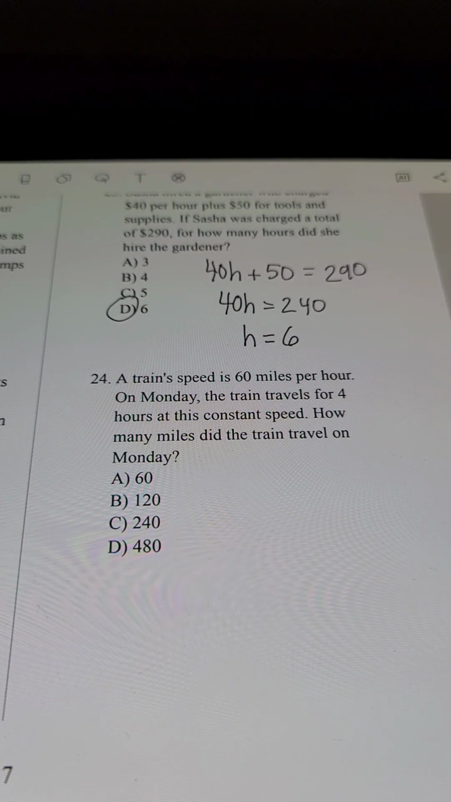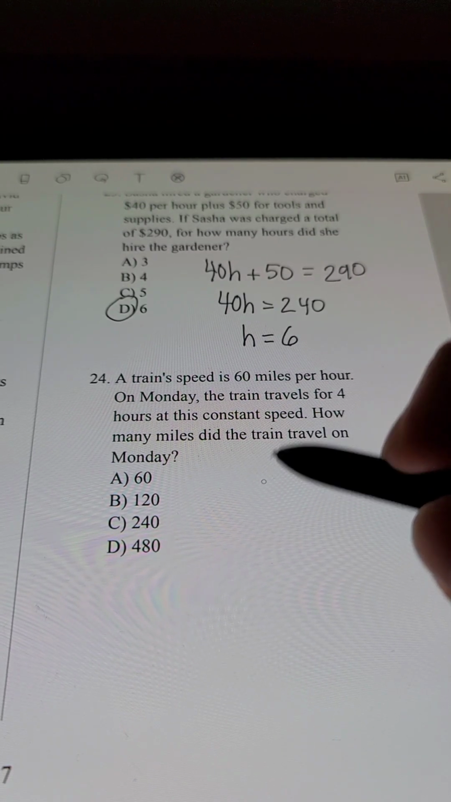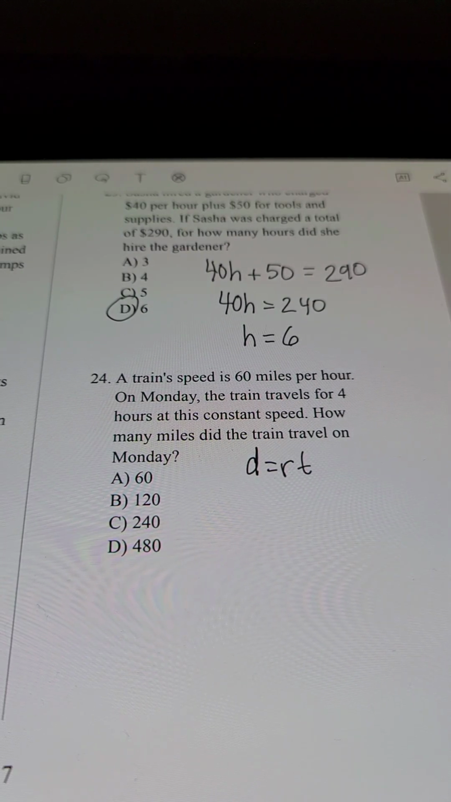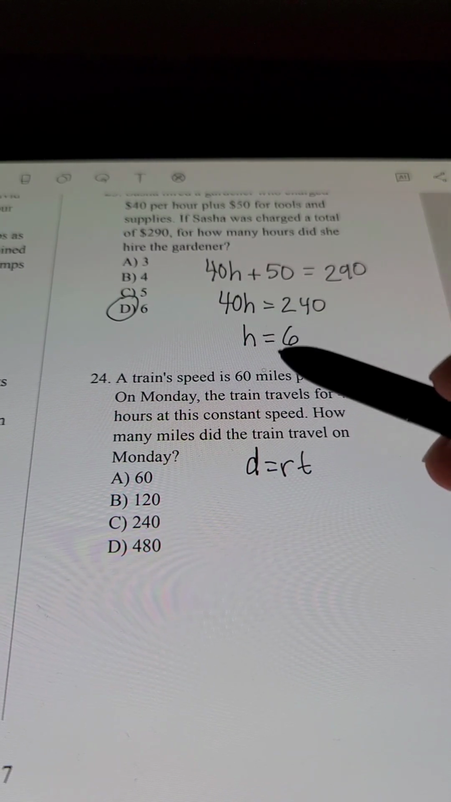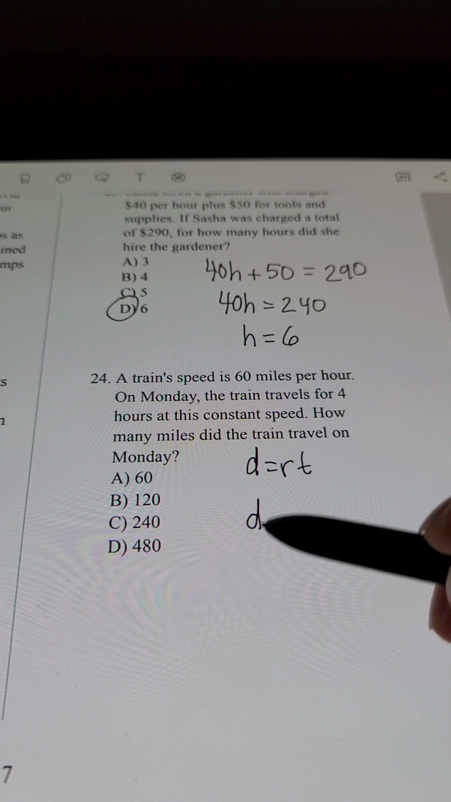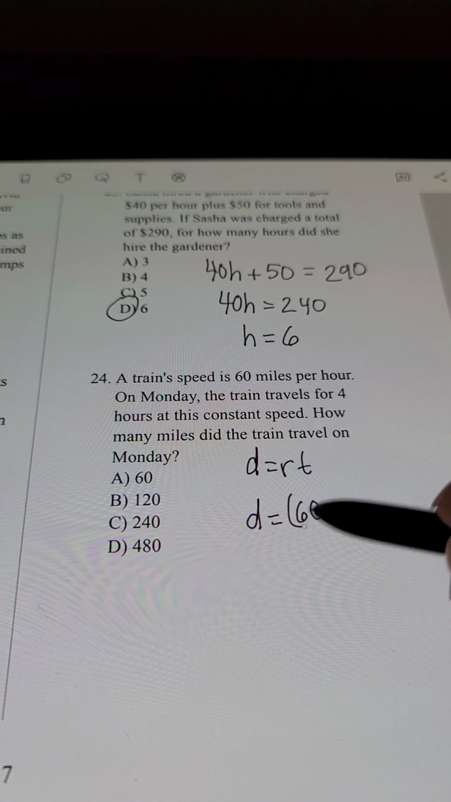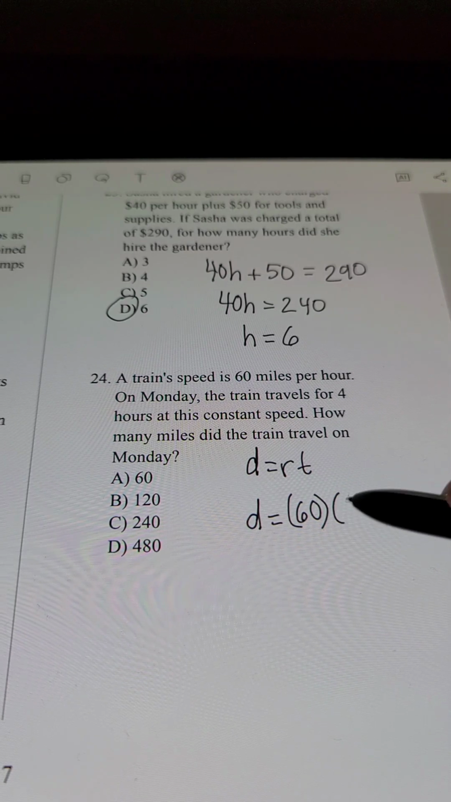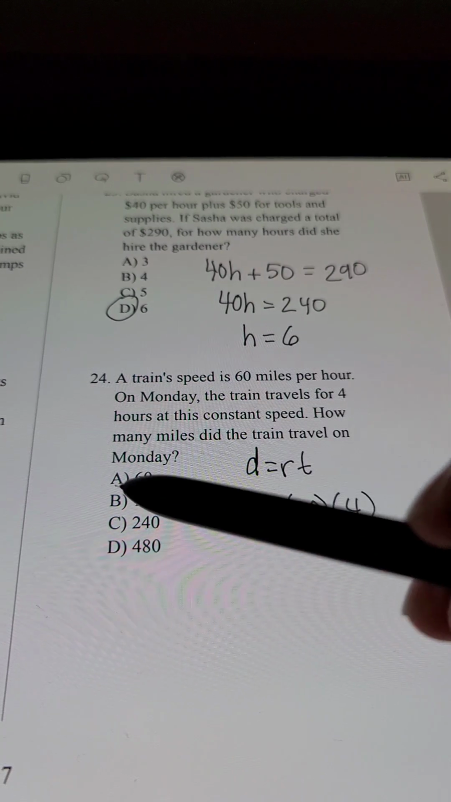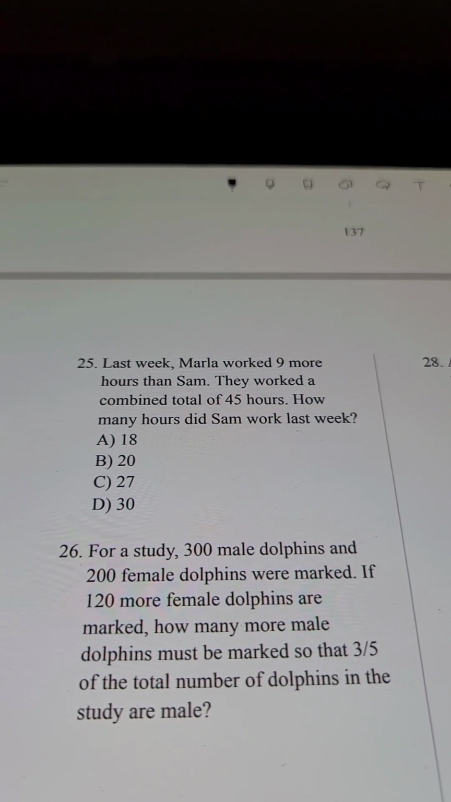Okay, pause to read number 24 if you haven't already. So for this one, most people would think distance is equal to rate times time, that formula. You could also just do kind of like stoichiometry to find the miles. I'm going to just use this formula. So I'm looking for the distance it's traveling, and the rate is 60 miles per hour. So 60 times the time, which is 4 hours. So the distance would be 60 times 4, which is 240. C.